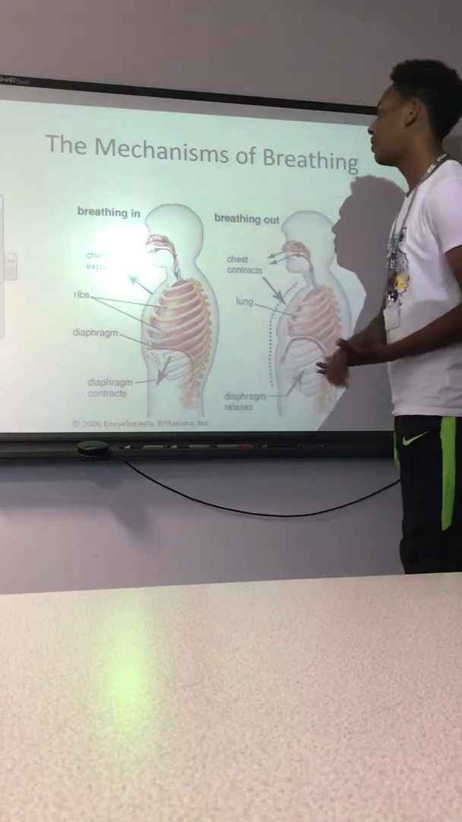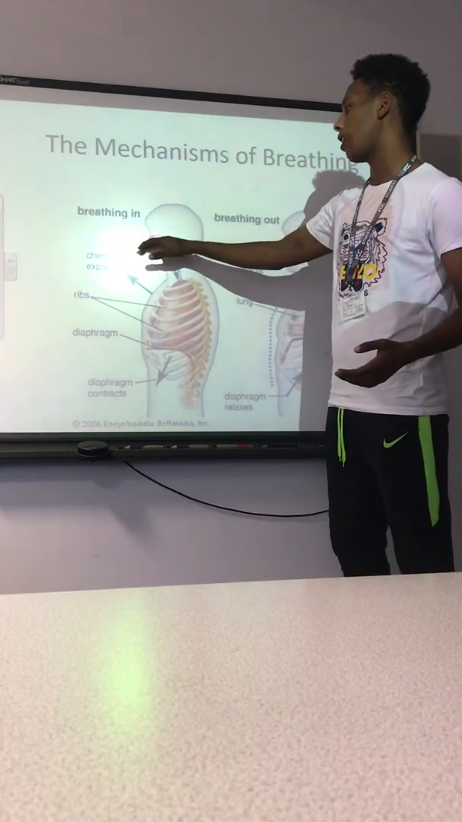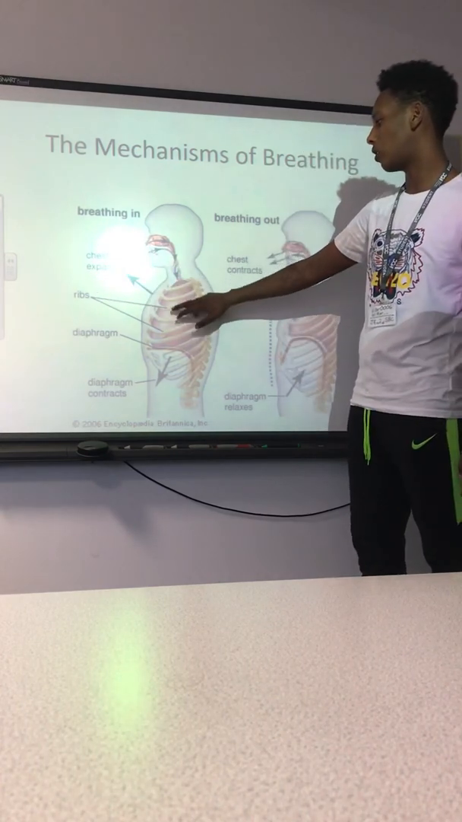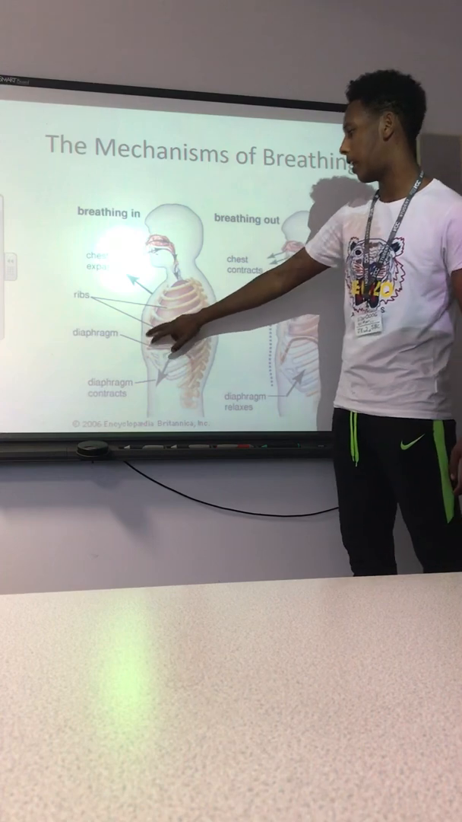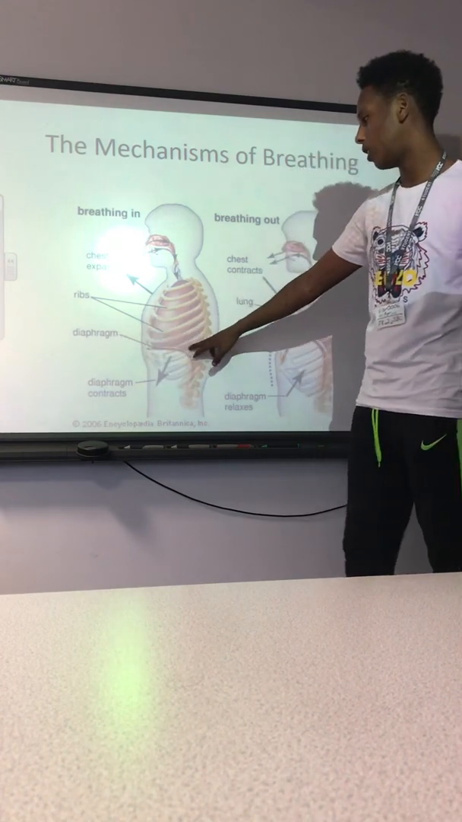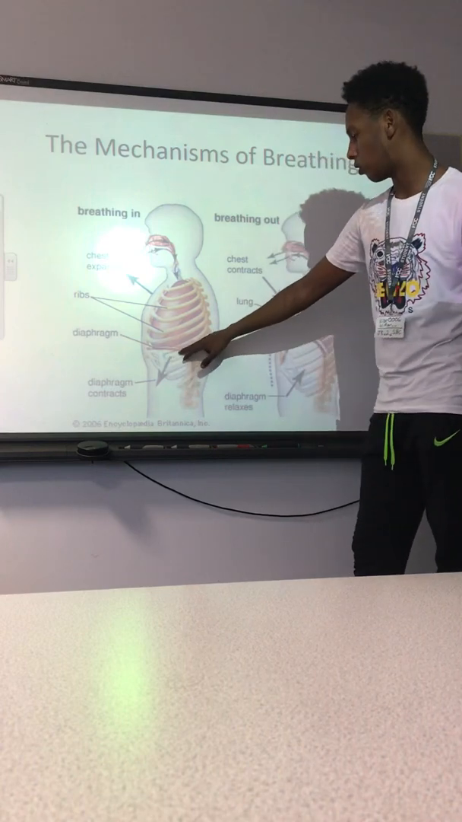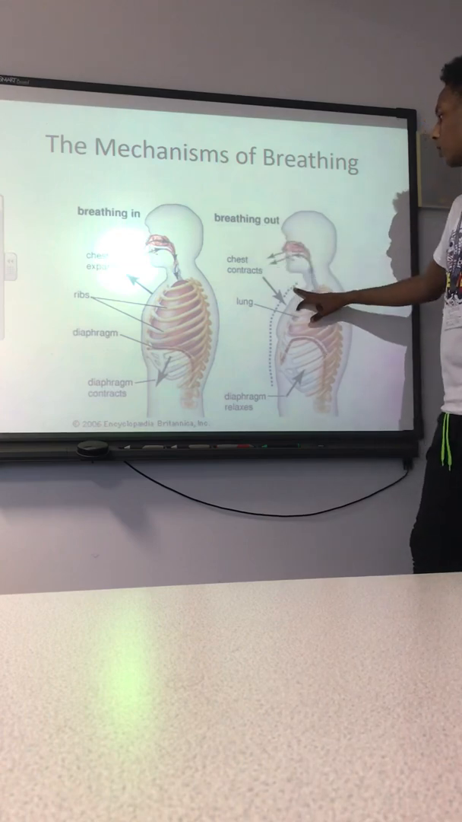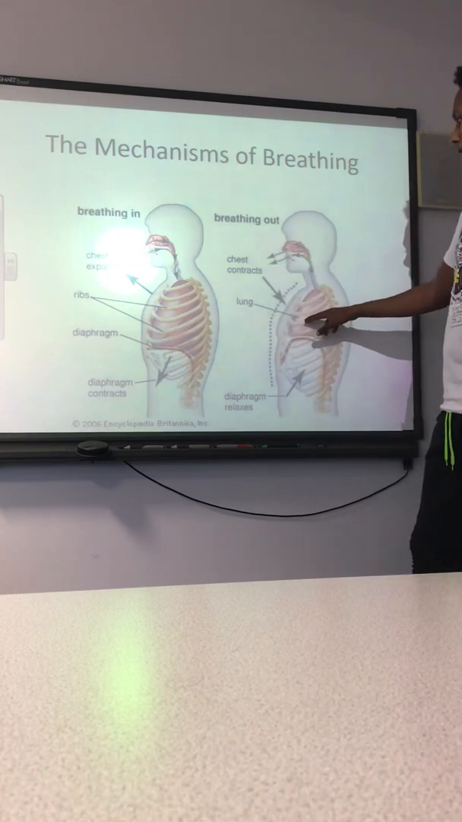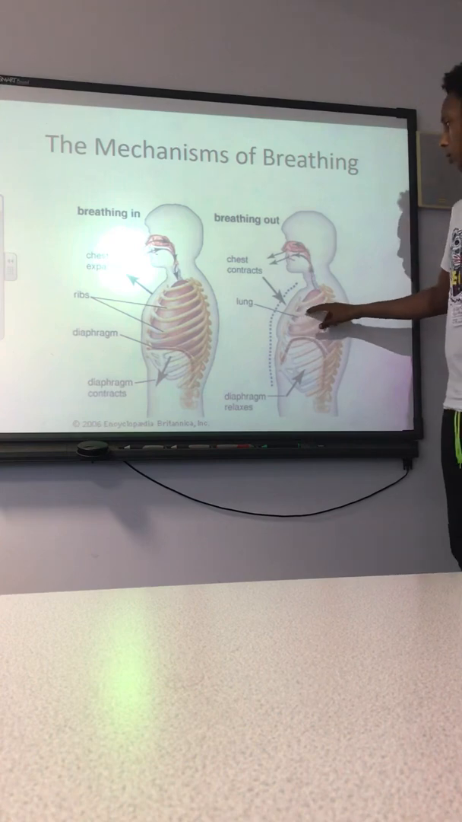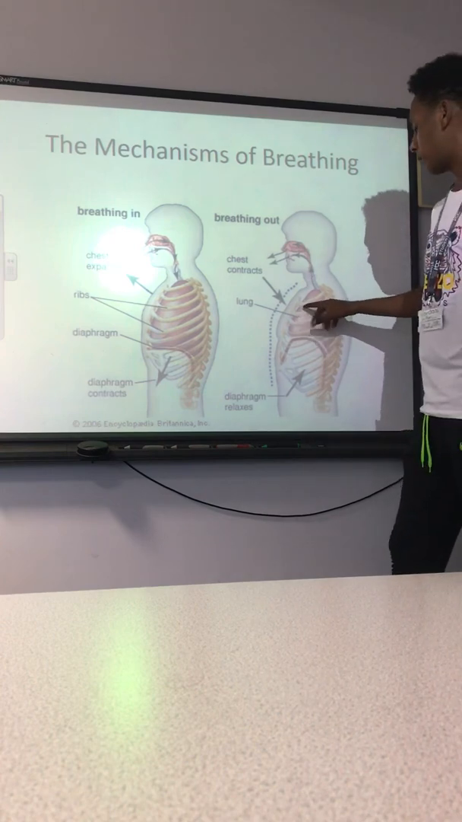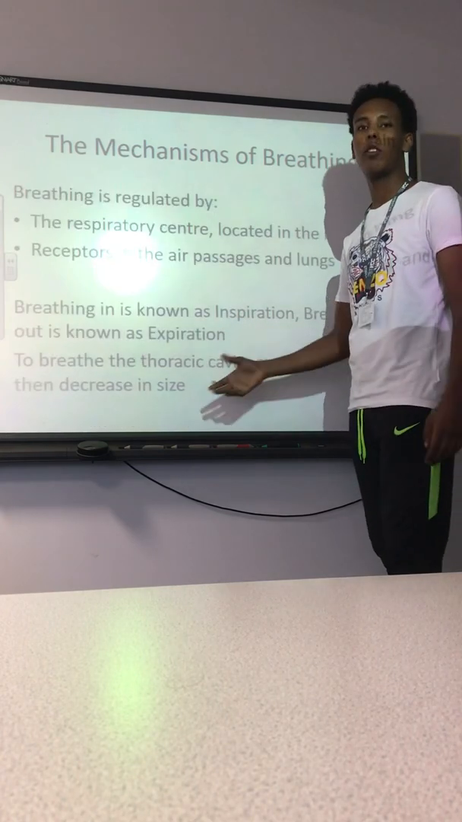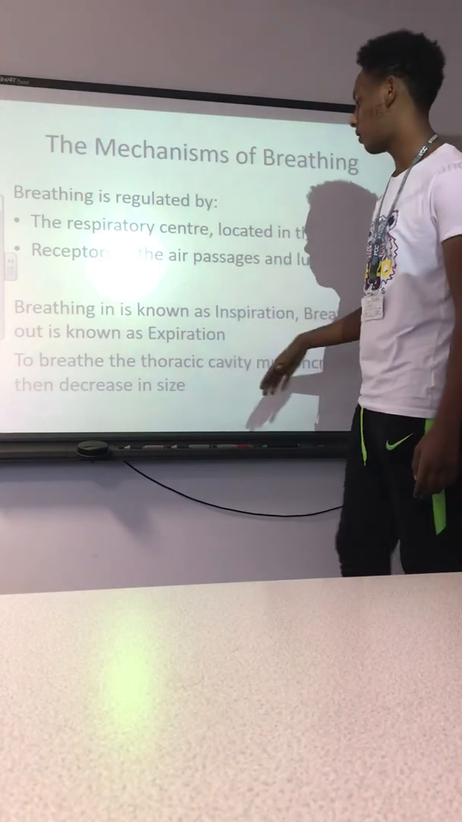So the mechanism of breathing. Breathing in: the chest expands over here, which is connected to the ribs, and then below there you've got the diaphragm, which contracts. With breathing out, the chest contracts. You've got the lung over here, inside there, covered by the ribs. The diaphragm relaxes. So breathing in, it contracts, and when you breathe out, it relaxes.